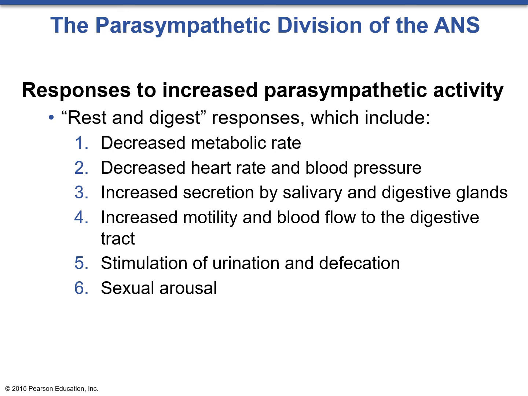The responses of increased parasympathetic activation are decreased metabolic rate, slow things down, decreased heart rate and blood pressure, increased secretion by salivary and digestive glands to promote digestion, increased motility in blood flow to the digestive tract to improve rate of digestion and absorption of nutrients, the stimulation of urination and defecation, again, it's all about the processing of digestion, and sexual arousal. This concludes our overall lecture of the spinal nerves as well as the reflex arc.